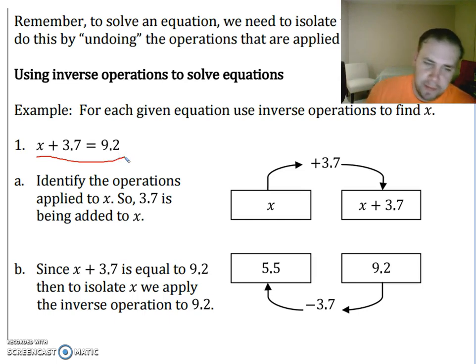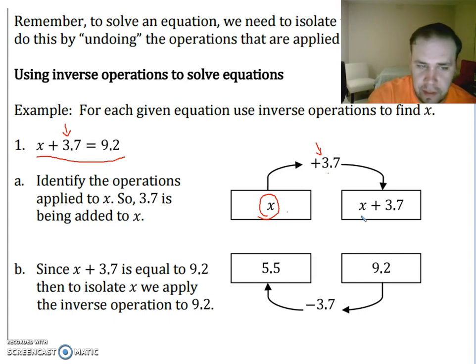So what has happened in this case is we're going to identify the operations that are applied to x. If we take a look at x here, we can see that added to x is 3.7. That's where they're getting x plus 3.7, and that's what we have here on the left side.